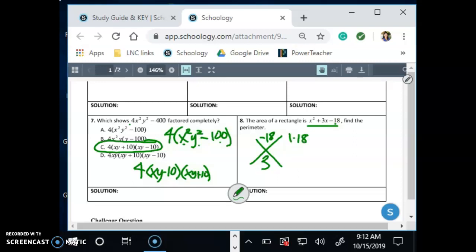So 1 times 18, there's no way that 1 and 18 can add or subtract to 3. 2 times 9, there's no way that those can add or subtract to 3. 3 times 6, I'm probably on to something. So 3 times 6 equals 18, but I know that one of those has to be negative in order for me to get a negative 18, but I also need to make sure that I have a positive 3. So I have a positive 6 and a negative 3. Those would be my two numbers that add to 3 and multiply to negative 18. So let's go ahead and write those here.